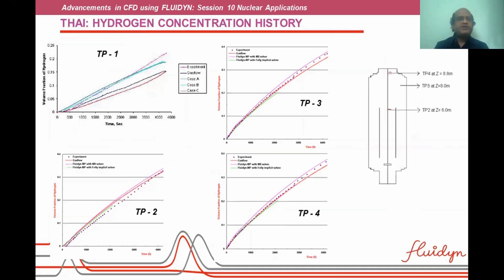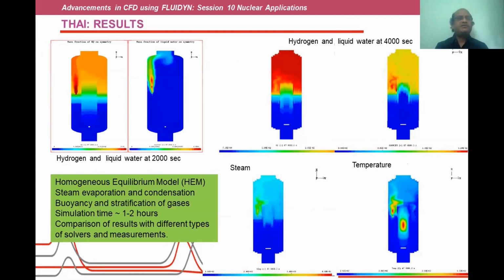So you can see here on the left-hand side, you can see the hydrogen concentration. There is not much hydrogen at the bottom. It goes and gets stratified at the top. So initially, the vessel was full of air.